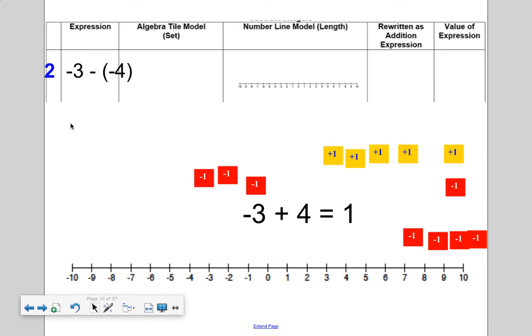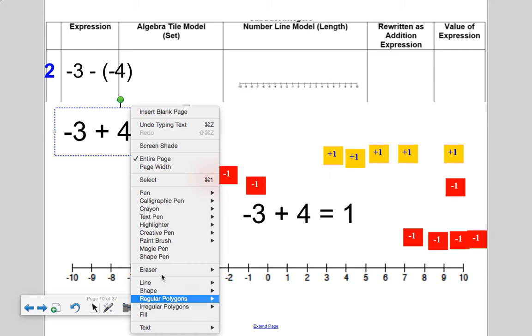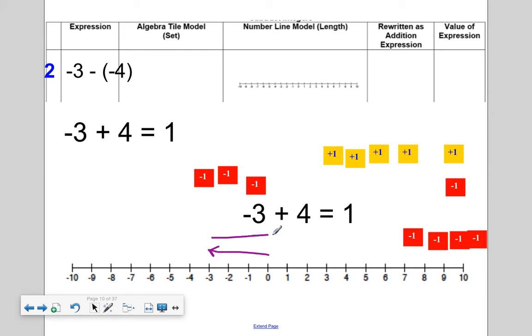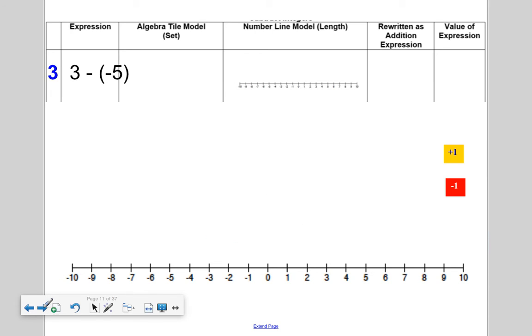So again, you start with negative 3, keep it. You add. What's the opposite of negative 4? 4. Negative 3 plus 4 equals 1. How would you represent this on a number line? I start at 0. I go to negative 3, minus negative 4. Remember, in our absolute value, this minus is telling you the opposite. What's the opposite of negative 4? 4. So I need to go 4 units to the right of negative 3. So I'm at 1.